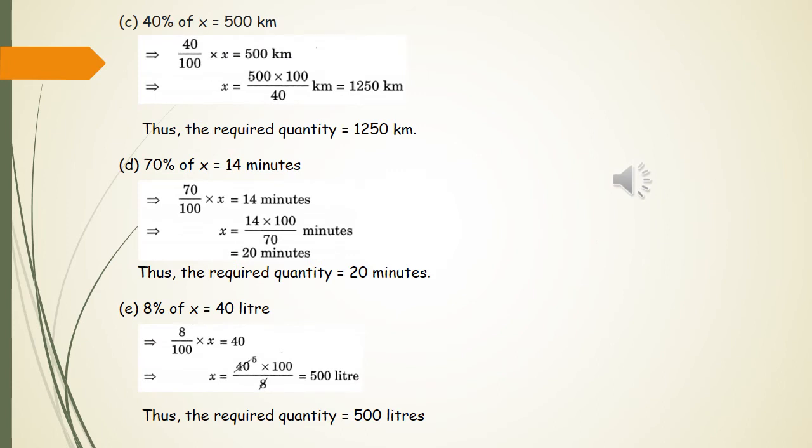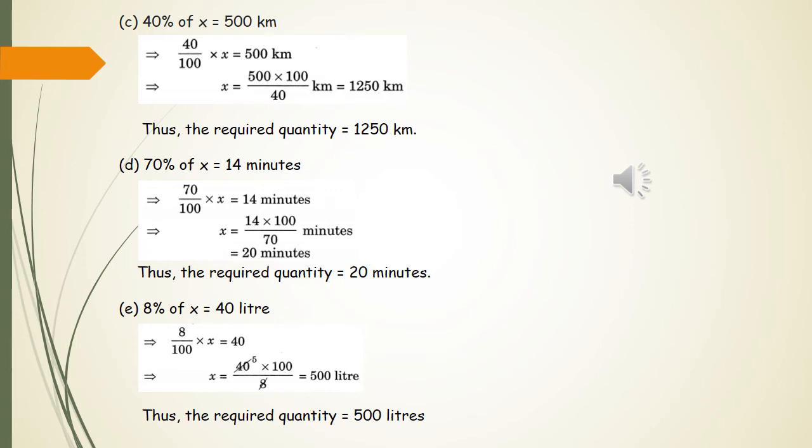Part C is that 40% of x is equal to 500 kilometer. So in the same manner, 40 by 100 into x is equal to 500. So x will be equal to 1250 kilometer. Similarly, part D is 70% of x, that is equal to 14 minutes. So 70 by 100 into x is equal to 14 minutes. X is equal to 14 into 100 by 70, that is 20 minutes.